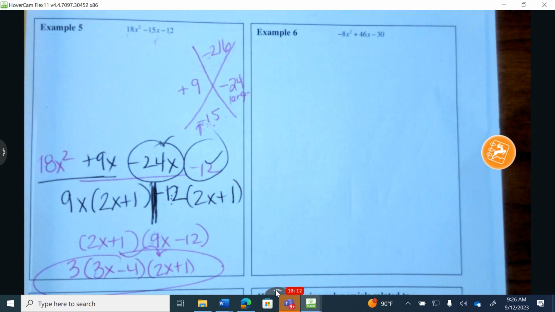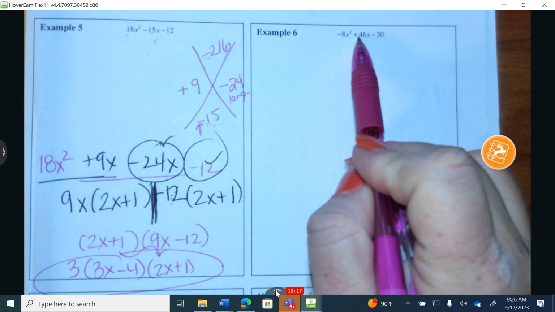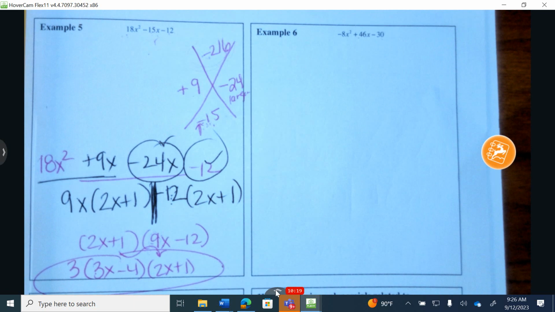Jarrell, I'm going to throw you on the spot. Are you ready? Yes, you are. Forget about positives and negatives. 8, 46, and 30. They're all what type of number?